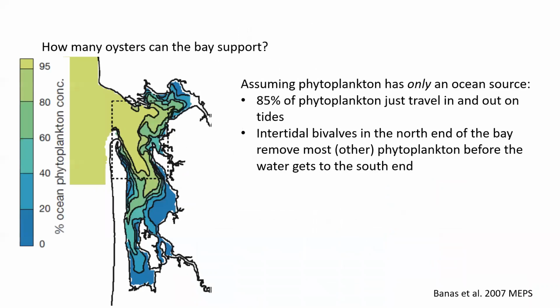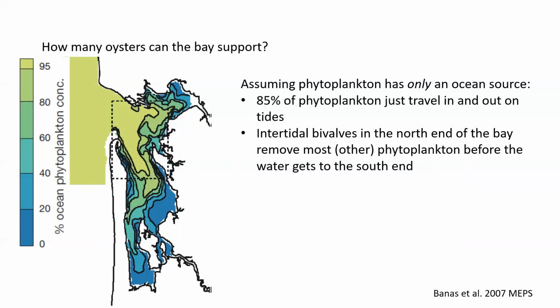Okay, so this then also gets to what are these organisms doing. This modeling effort from Neil Banas looked at an assumption of all the phytoplankton being based in the ocean and tides bringing phytoplankton in. And he documented that even though 85% of his modeled phytoplankton would just go right back out of the mouth of the bay, it was actually those bivalves in the north end of the bay that were stunting the growth and reducing the food for the bivalves in the south end of the bay.